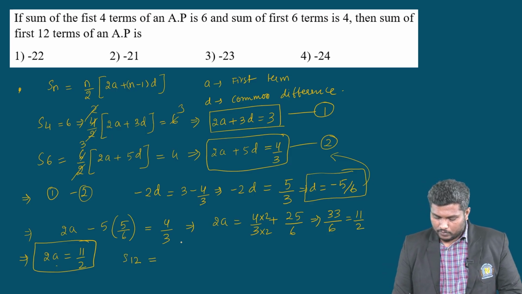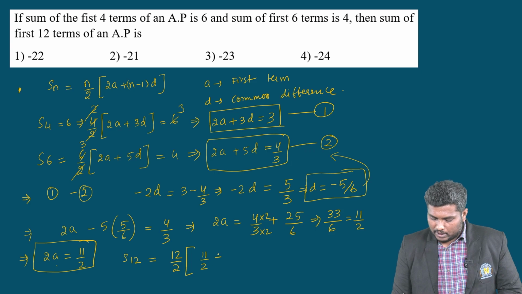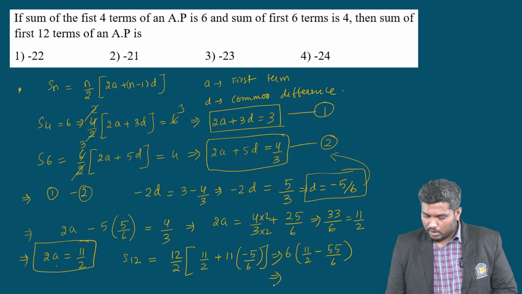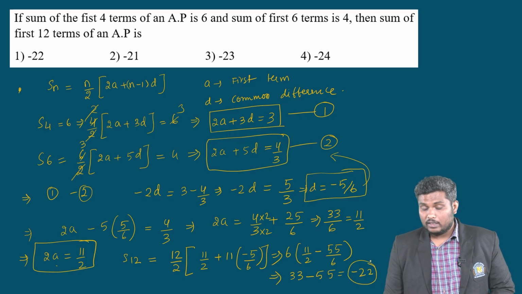S12 is equal to 12 by 2 into (2a, which is 11 by 2, plus (n minus 1), which is 11, into d, which is minus 5 by 6). And so 6 into 11 by 2 minus 55 by 6. So I'm going to multiply this one. This is going to be 33 minus 55, which is minus 22. So the answer is minus 22.